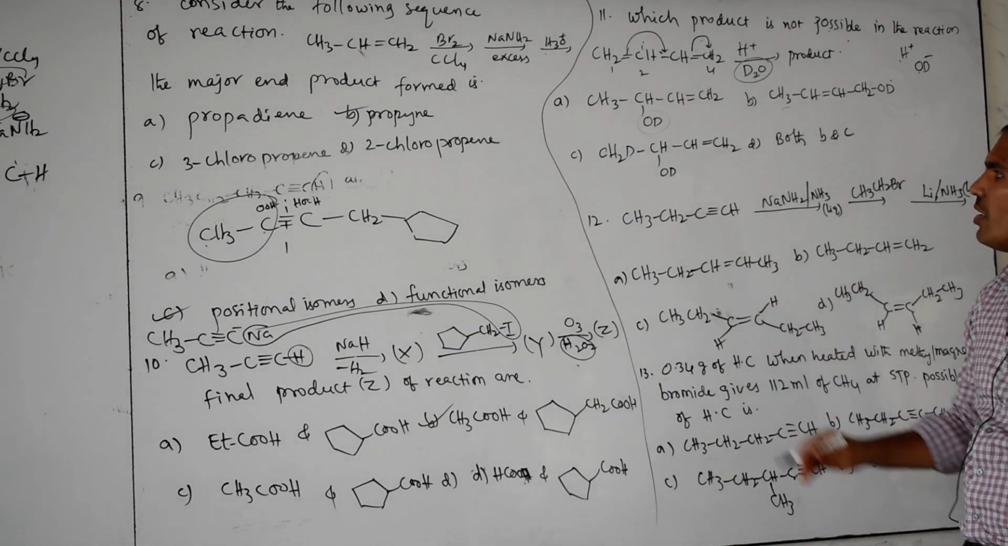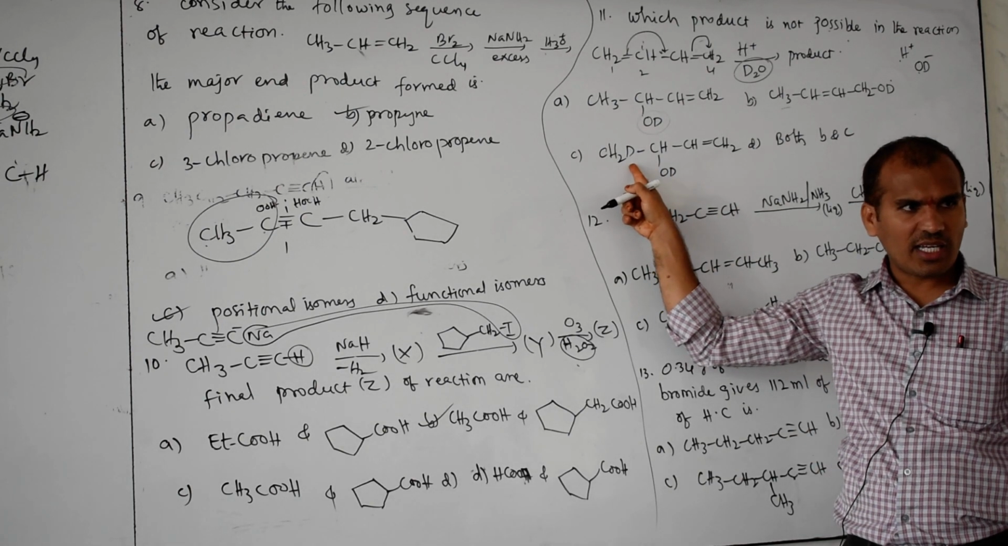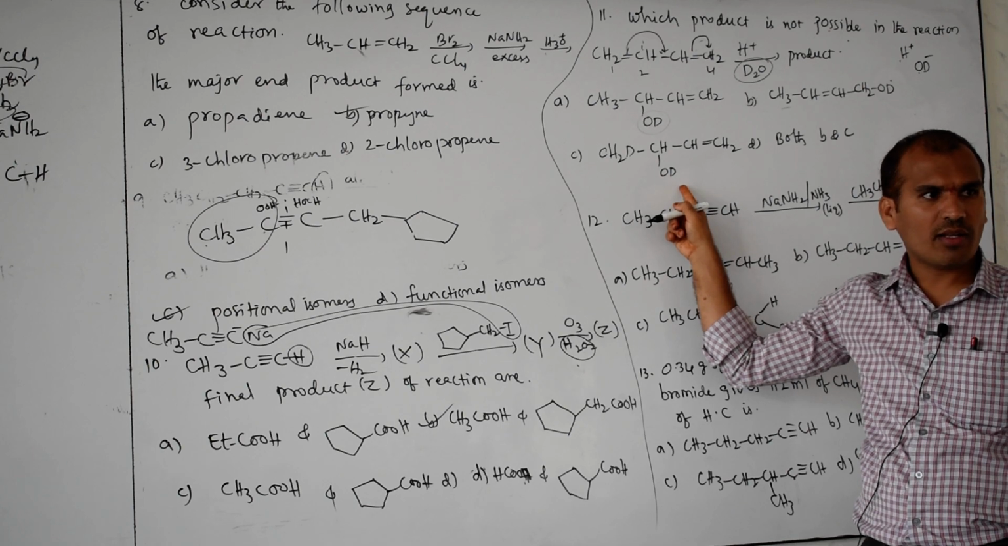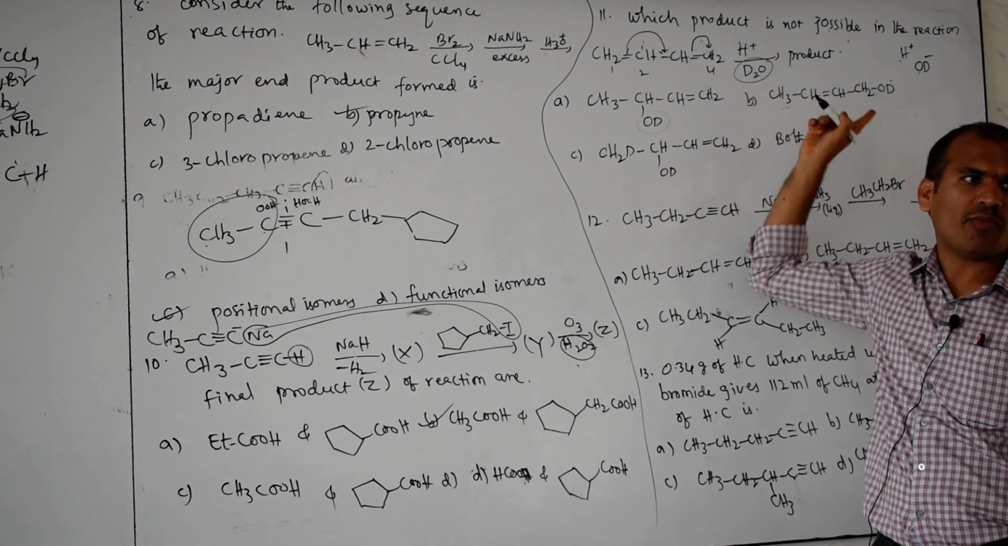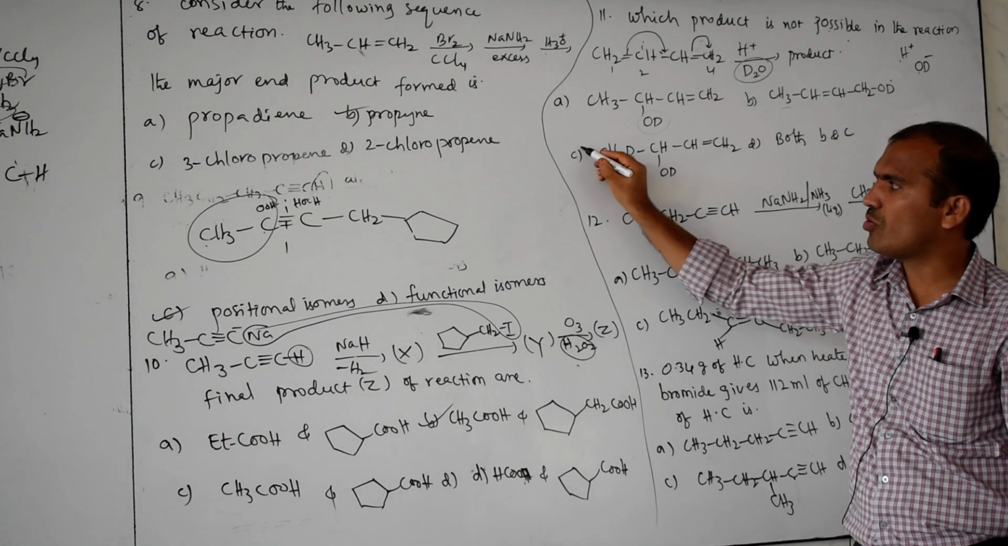Then here, what is there? D. Here what is there? OD. Both do not come from the water. One is from the acid, one is from the D2O. Then this is not formed.